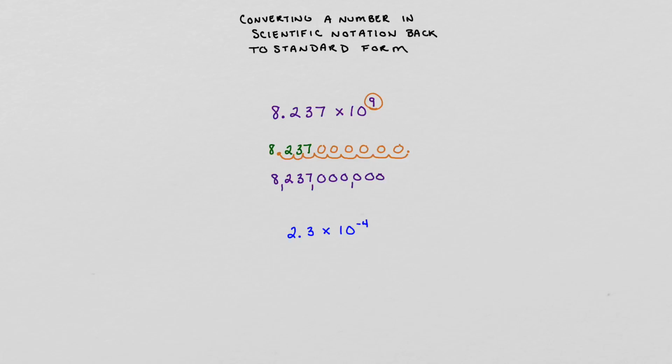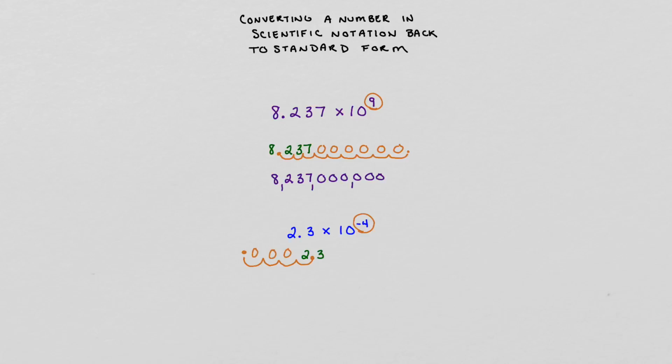So again, to begin, we're going to drop down our coefficient of 2.3. I'm now going to locate my decimal. There it is. And then I'm also going to highlight how many times I need to move it. So before, since I was creating a very large number, I moved the decimal over to the right. Now that I'm creating a very small number, I want to move that decimal over to the left. So again, I'm going to go 1, 2, 3, 4. I'm just going to highlight where that decimal point lands. And I'm going to fill in any empty spaces with zeros.